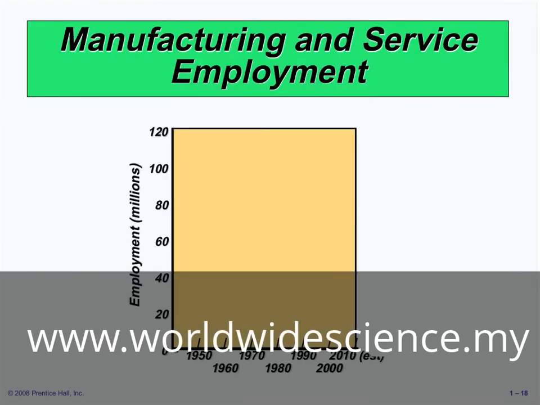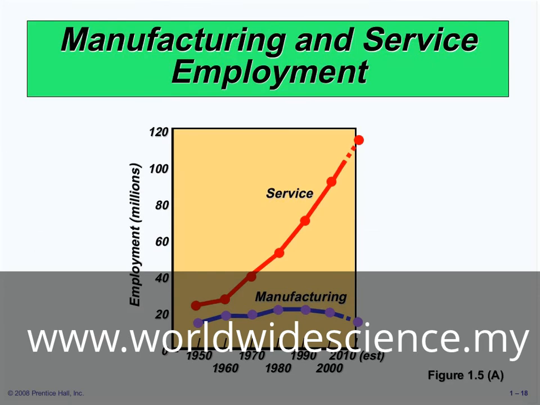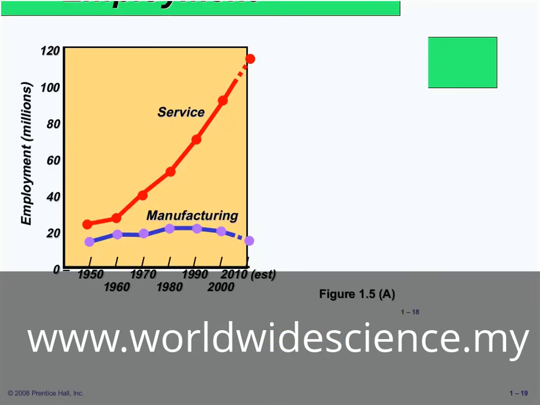Manufacturing and service employment. As you know, according to this diagram, service companies have employed more staff compared to manufacturing companies. The employment in millions, percent. It shows that many people have been employed in service companies, not in manufacturing companies. This is the reason why in some countries such as China, the service sector is very, very important.